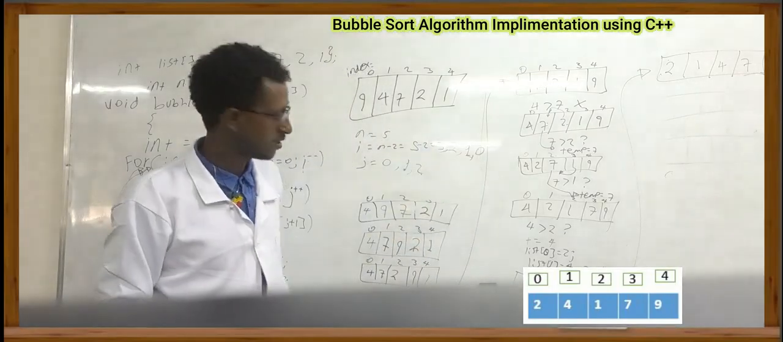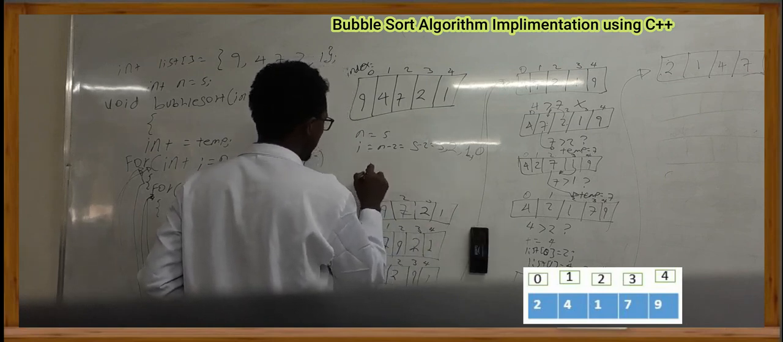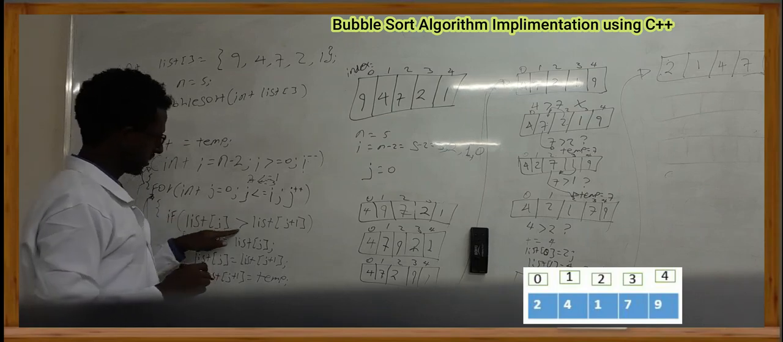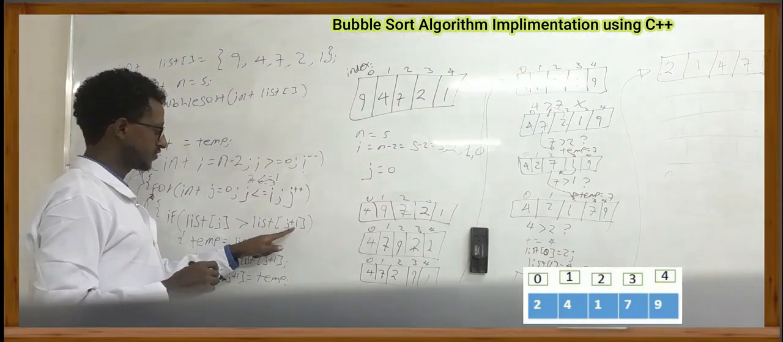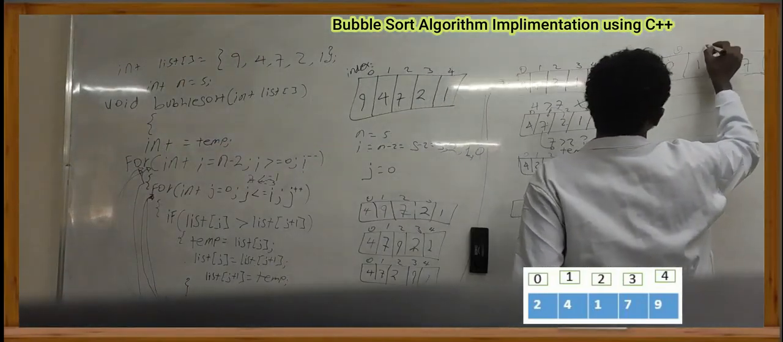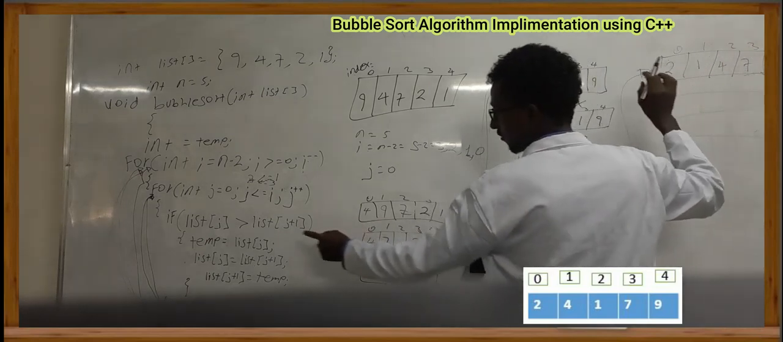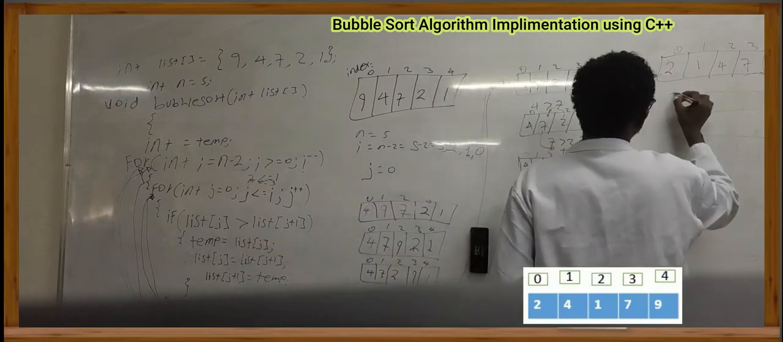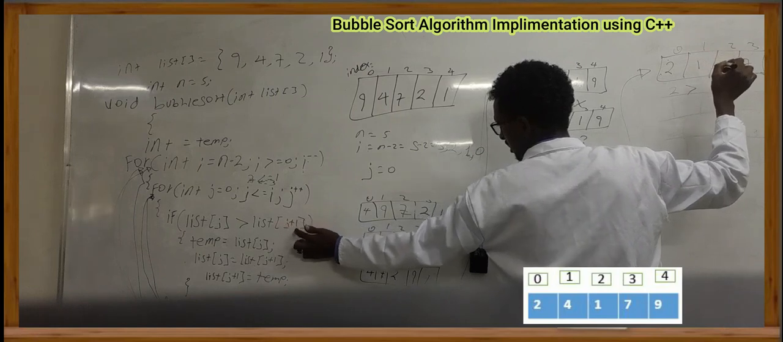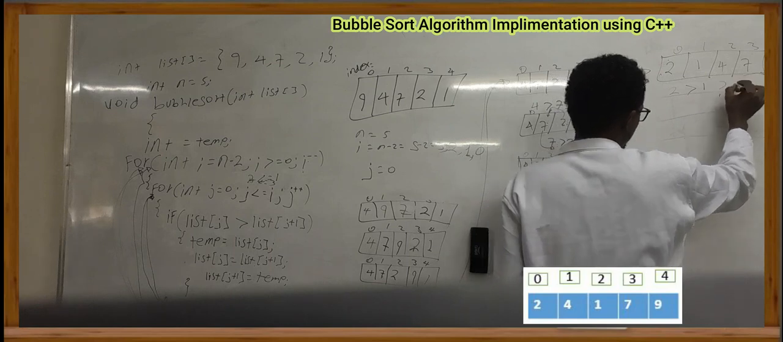Then inside the second for loop, J is initialized anew, J is equal to 0, and list of J greater than list of J plus 1. That means in the new cell, list of 0 greater than list of 1: 2 greater than list of J plus 1, meaning 0 plus 1, list of 1, which is the value 1. Then this condition is true.